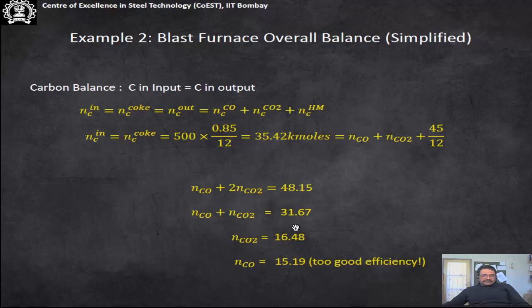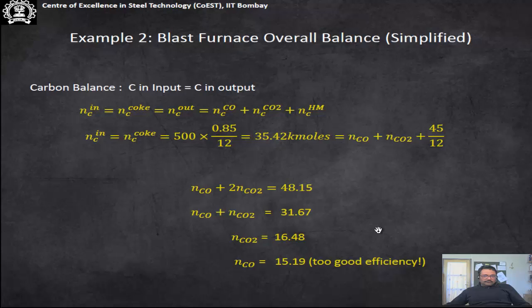This is one of the most important balances one encounters, whether it is blast furnace or steel processing, any of those things, because we'll have CO and carbon and oxygen coming, so that balance becomes very important. So then we can solve this, and from there you will get the amount of CO2 as 16.48 moles and CO as 15.19 moles.